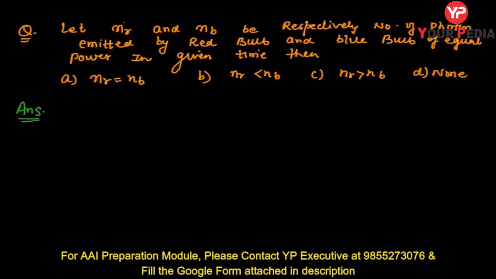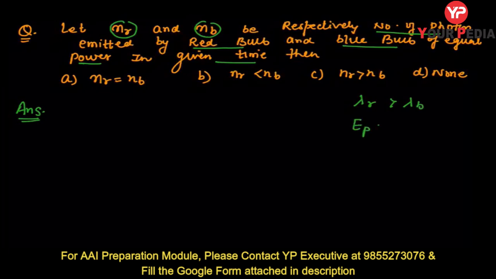Now see, student, we have this question. Next question: let Nr and Nb be respectively the number of photons emitted by a red bulb and a blue bulb of equal power in a given time. Fine. We know the wavelength for red is greater as compared to the wavelength for blue. Fine. If we calculate photon energy for different light, it is h nu, or in terms of wavelength, hc upon lambda.